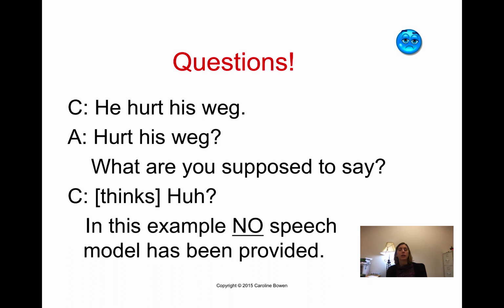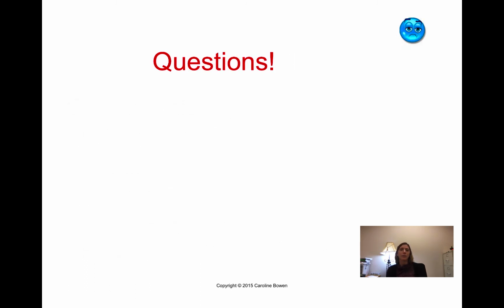And so again, you're not providing any model at all. You're just recasting what he said. And yes, we do a lot of recasting, but we try to recast in adult-like speech in terms of both speech as well as language. I'd probably also say, he hurt his leg. He hurt his leg? Let's try to get he hurt his leg with an L, right? So again, we want to think about what we're saying to these kids.